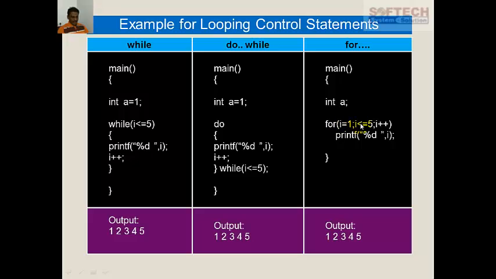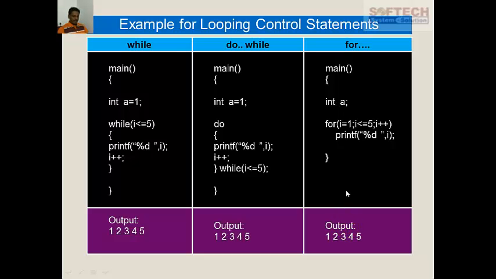So first initialize, then check the condition is true, it will display 1. Then it comes here, then increment by 1. So the new value of I is 2, 2 less than or equal to 5, condition true, it will display 2. Then 3, 3 less than or equal to 5, condition true, print 3. Then the increment, then 4, condition true, it will display 4. It changes to 5, 5 less than or equal to 5, condition true, it will display 5. Then it increases I by 1, the new value is 6, 6 less than or equal to 5, condition false, it comes out. So the output of the 3 programs is the same.